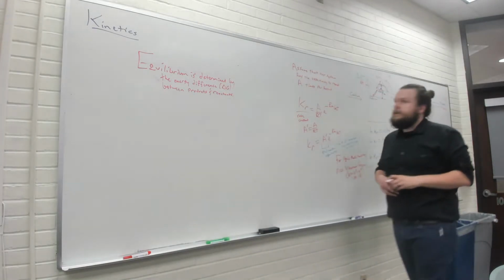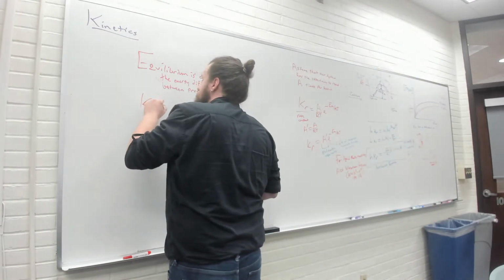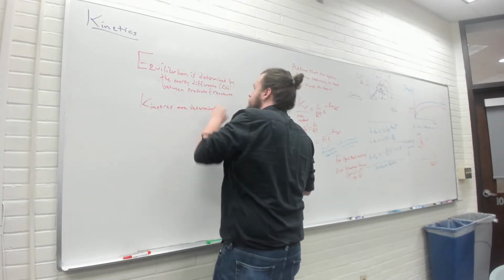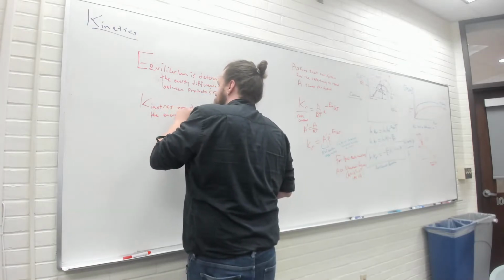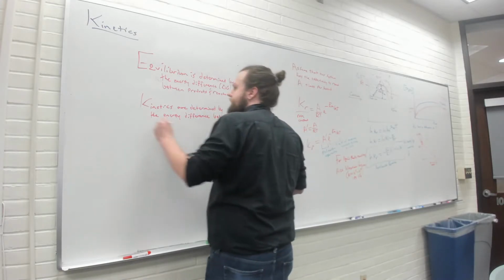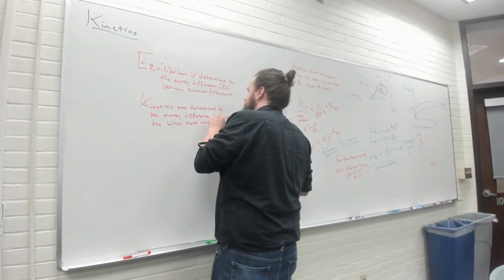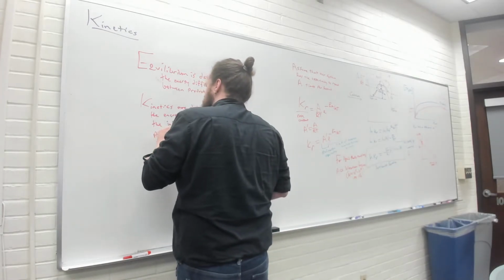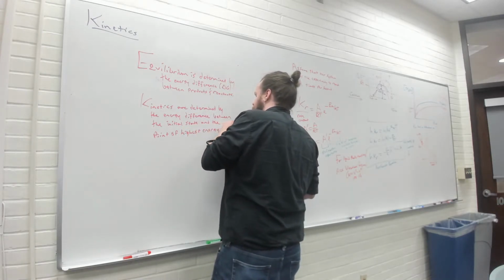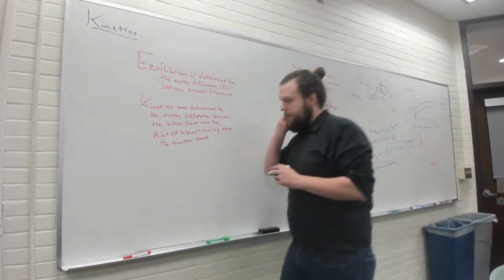Kinetics don't care about delta G in this sense. Kinetics are determined by the energy difference between the initial state and the point of highest energy along the path, or along the reaction coordinate. Right? Typically, this is the transition state.